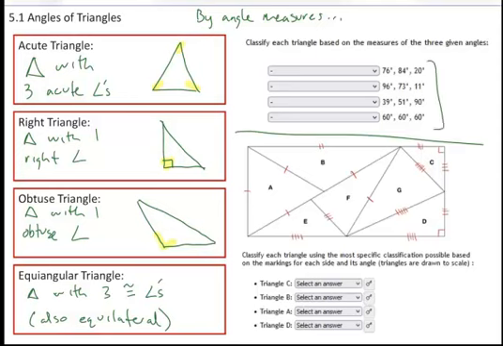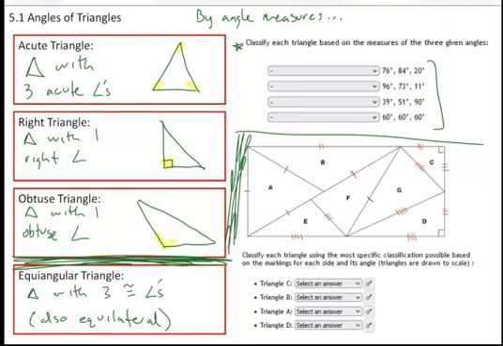All right, so just look at this top one really quickly. Classify those by one of these three here, not equiangular, just acute, right, or obtuse. The drop downs will help you decide what the possible options are. But if you look at the top one, are any of these angles right or obtuse? No, they're all acute angles. So this represents the angles of an acute triangle.